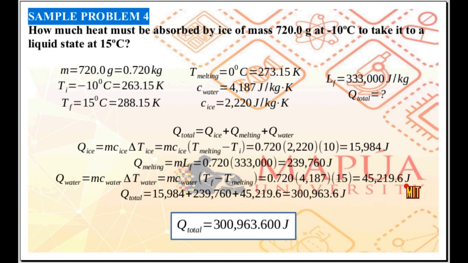45,219.6 joules. So Q ice, Q melting, Q water, adding them all together, we have Q total, 300,963.600 joules. The heat needed to turn the ice at negative 10 degrees Celsius to melted ice to a liquid state at 15 degrees Celsius.